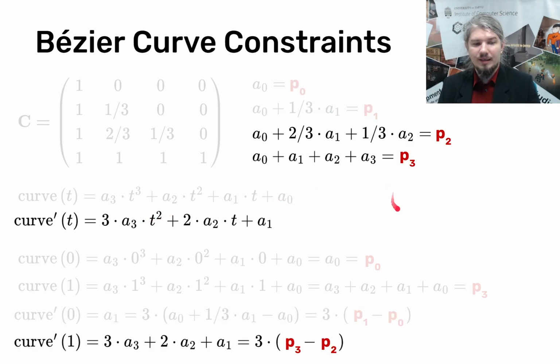Now we can do a similar thing at the curve's derivative at 1, at the end of the curve. So we can see that, well, all these t's will become 1s.